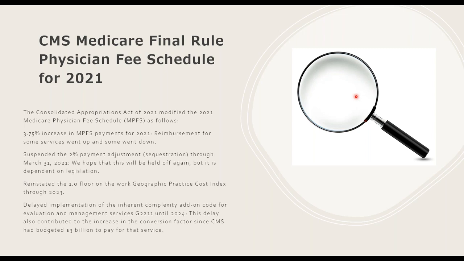The fee schedule we know is slated to have a 10 point something percent reduction rate in our conversion factor for RVUs. And that was postponed by the Consolidated Appropriations Act of 2021 in December. Senate passed that, which said we won't make a 10% cut. We will only do a 3% overall cut.